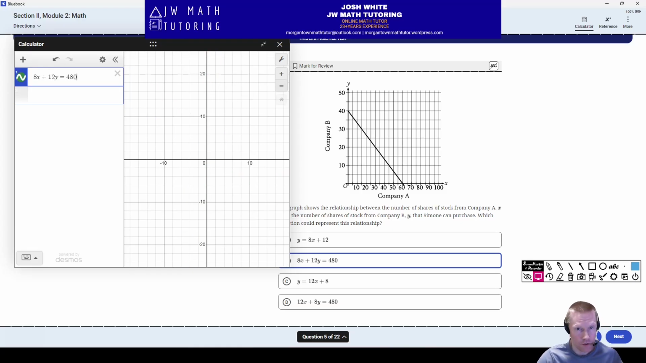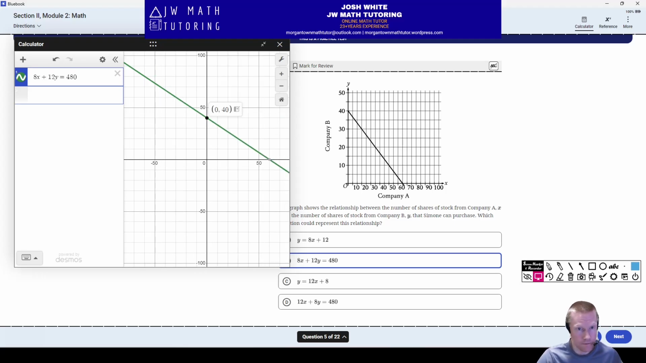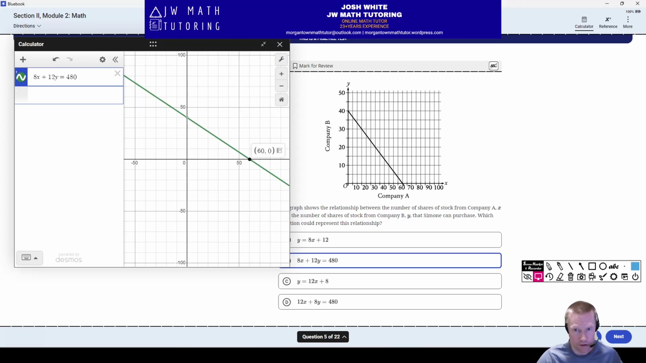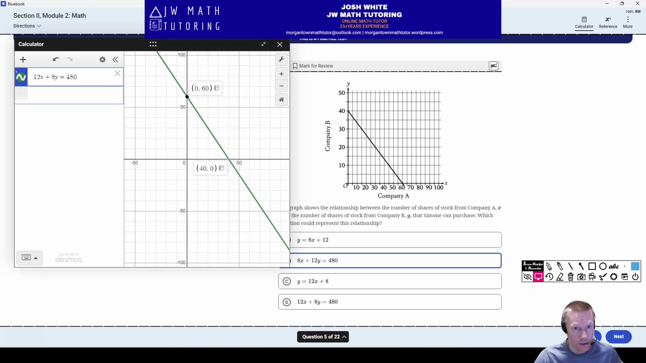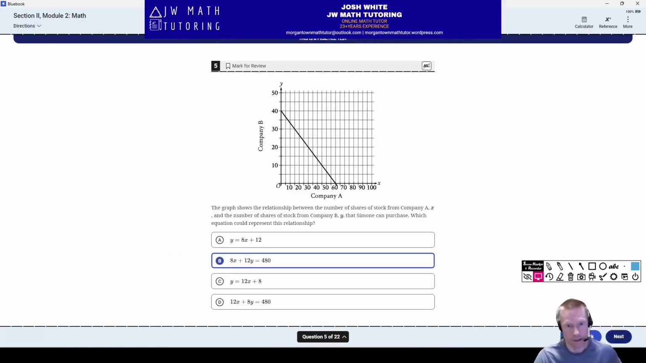For B, now you have to zoom out a little bit here. Here you see 40, yep, and here you see 60, so that matches. And notice for D, you change this to 12 and change this to 8. You now get 60 for y and 40 for x, but that's not what we want. That's the opposite. So that just confirms that that is incorrect.